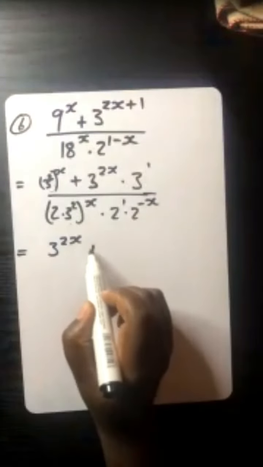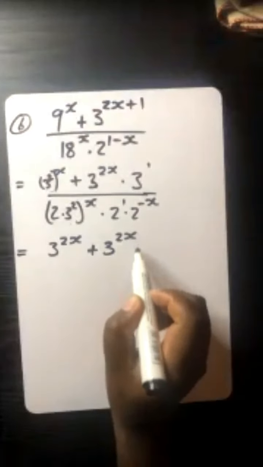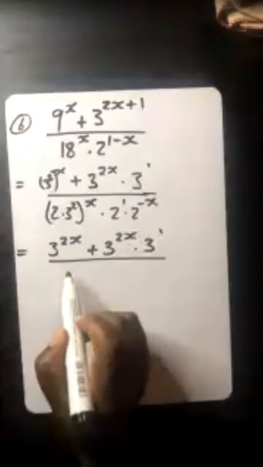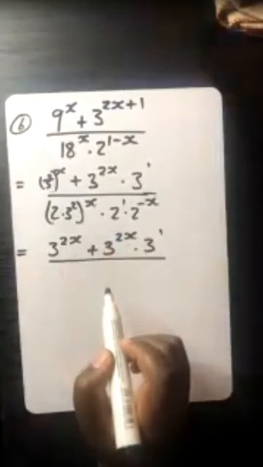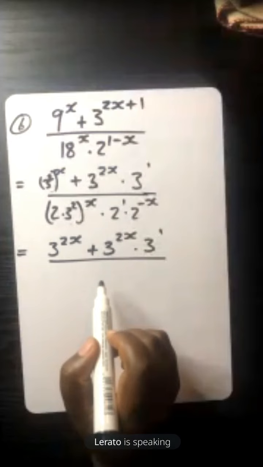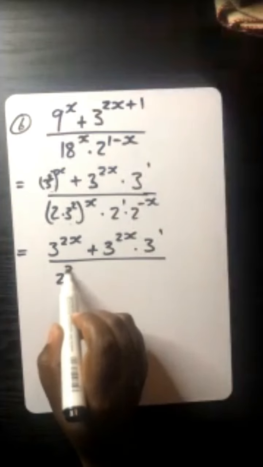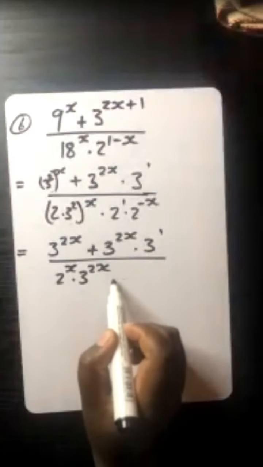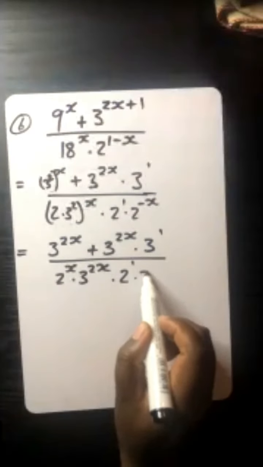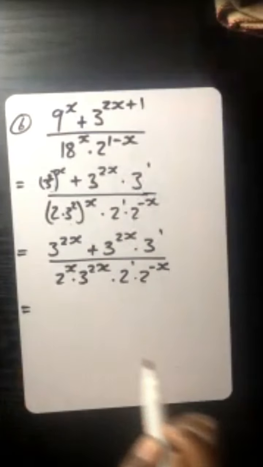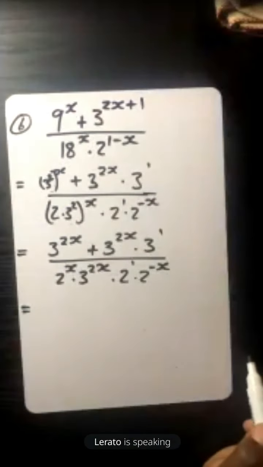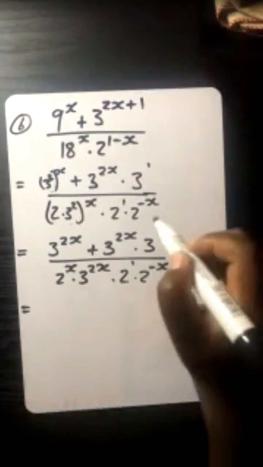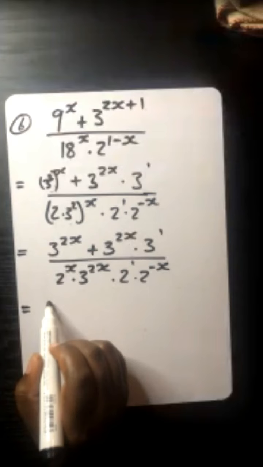So at that step, we've got 3 to the exponent 2x plus 3 to the exponent 2x multiplied by 3 to the exponent that. So what am I writing there, Lerato? Is it 2 times 3 to the exponent 2x? Yes, 2 to the power x. Then 3 to the exponent 2x, 2 invisible 1 multiplied by 2 that. Then from there, what happens? We can take it out at the top. Yes, we take out the common factor, right?